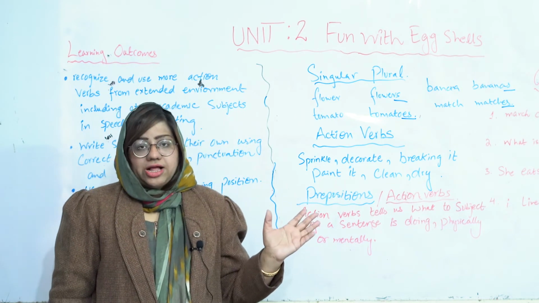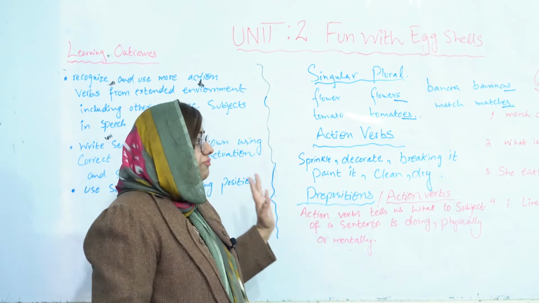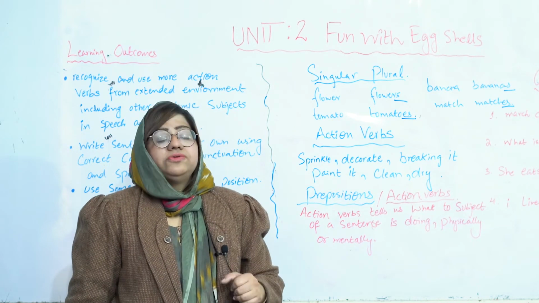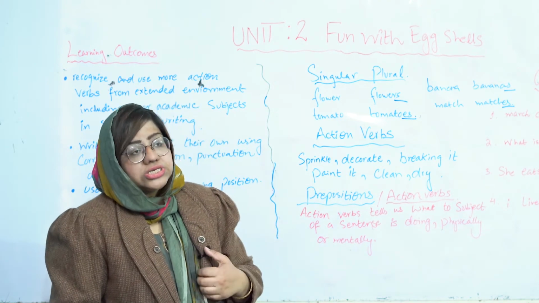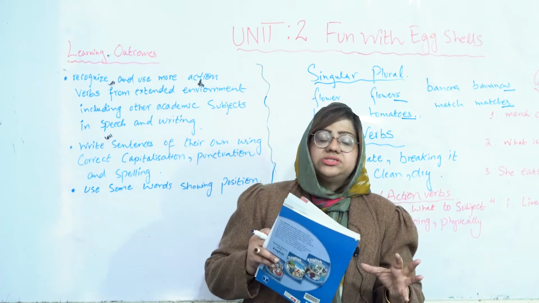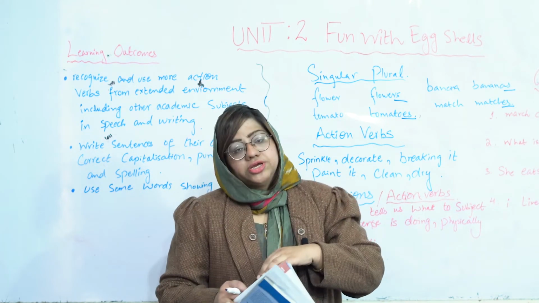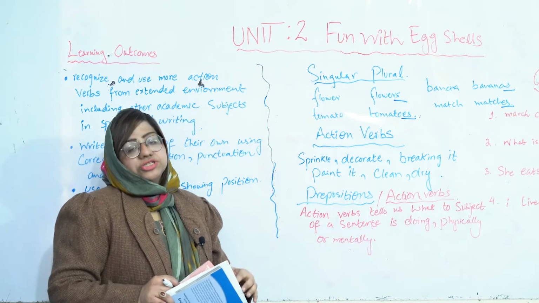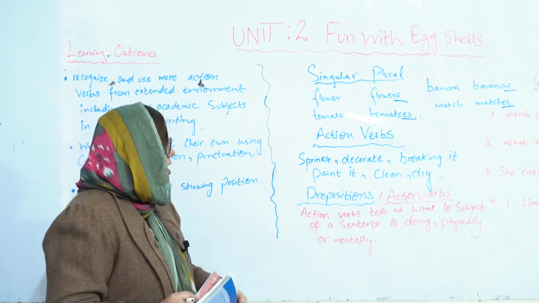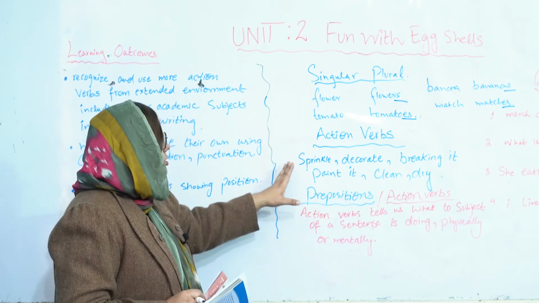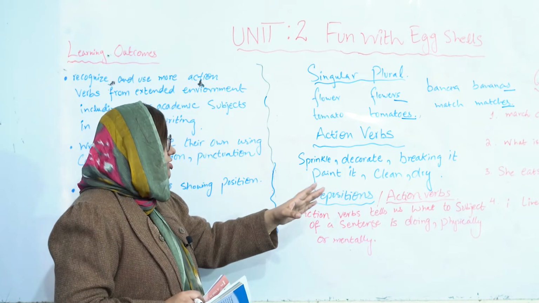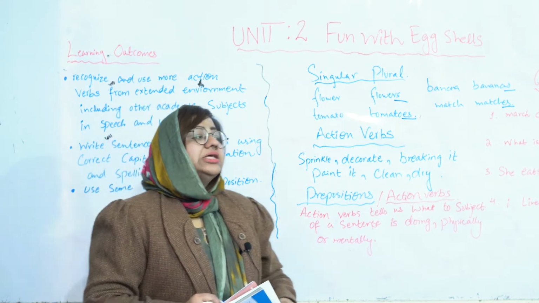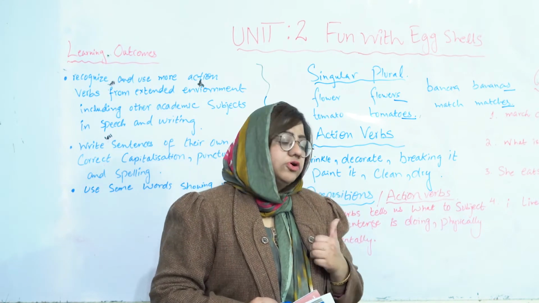For the sake of your help, look at the concept board. I have written most of the action words that are taken from the unit. But what you need to do is revise the whole unit and have a trial to find your own action verbs in the unit. Here are some of the action verbs: sprinkle, decorate, break it, paint it, clean, dry. These are action forms of verbs.